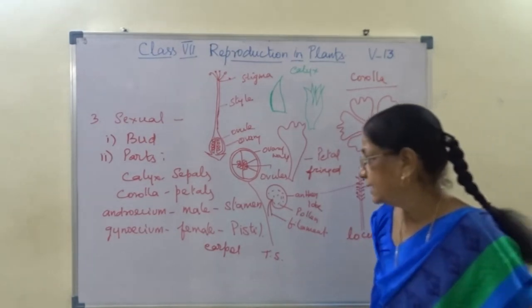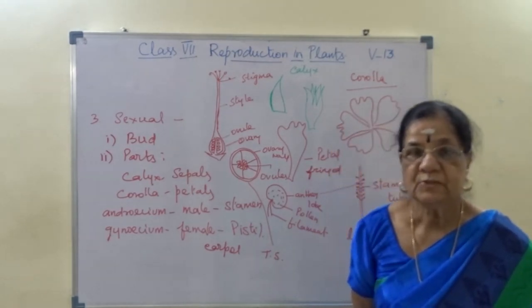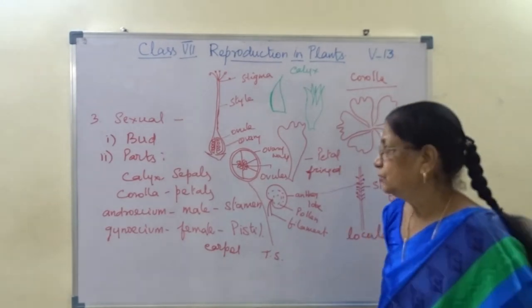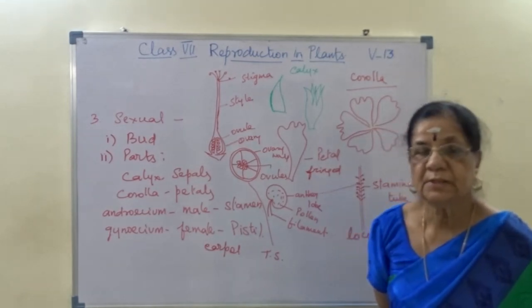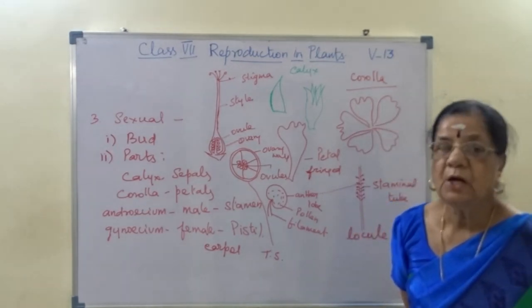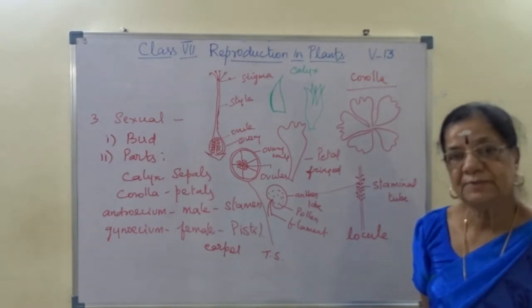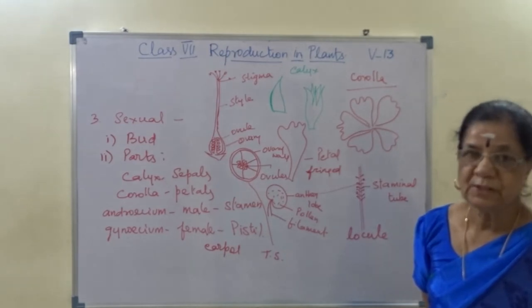And gynoecium is also known as pistil. This is the female part of the flower. Okay. So now here, calyx and corolla are non-essential whorls or accessory whorls, because after fruit formation they will fall off or wither off.